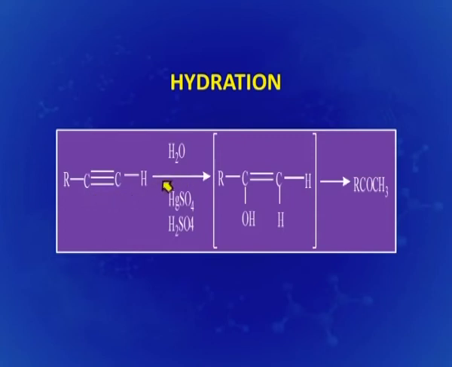Here it is a terminal alkyne. That is why we have used mercuric sulphate in the presence of sulfuric acid, which forms an enol compound, which further tautomerizes to give the ketone.